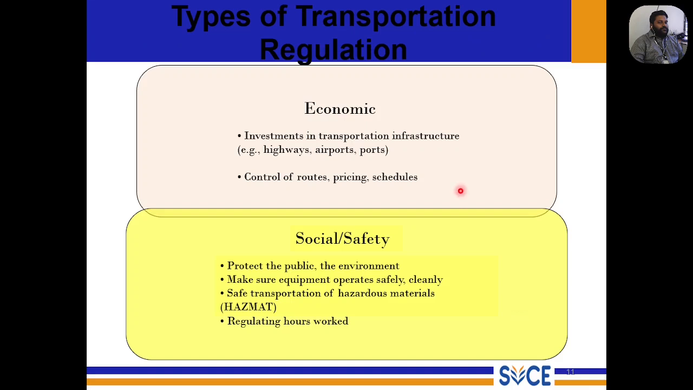What are the regulations which need to be followed? From the economic perspective, investments in transportation infrastructure, such as highways, airports, ports, roads, and railway routes, have to be taken into consideration. There is control of routes, pricing, and schedules. Which mode of transport you take affects your pricing, and which transport routes you use also affects your schedules. The next factor is social and safety. You have to protect the public and protect the environment.